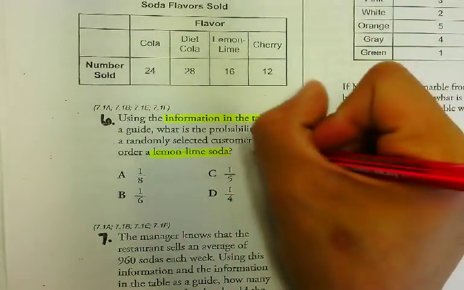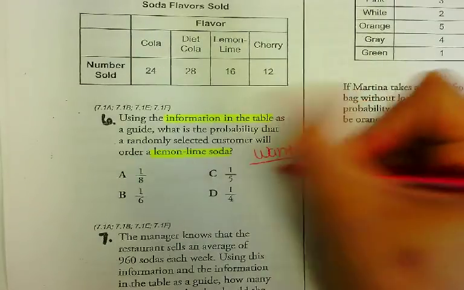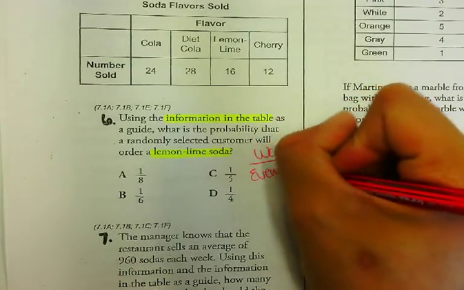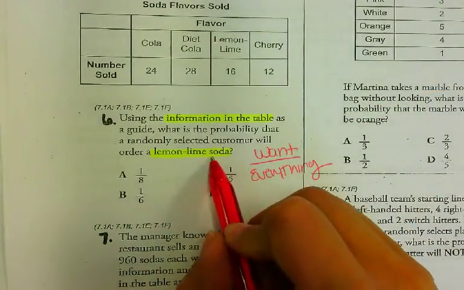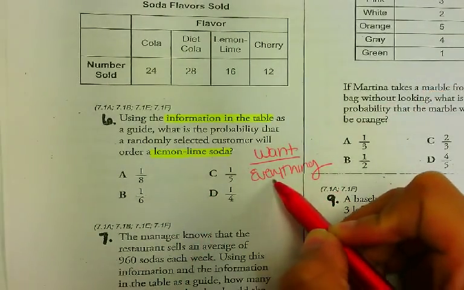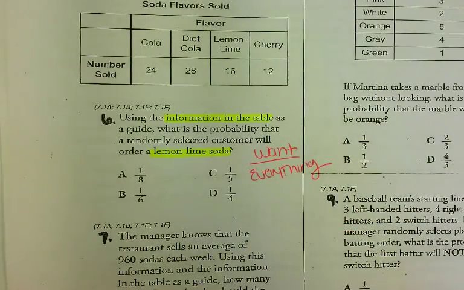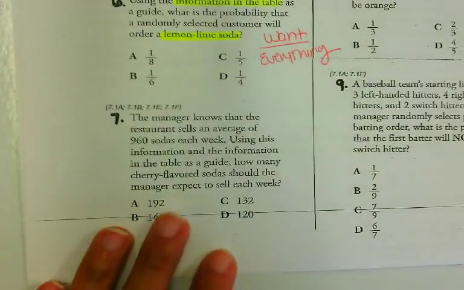Remember, probability is what you want over everything, or total. So, how many lemon lime sodas are there? And then how much is everything? Then make that into a probability and go ahead and solve. Okay? I am going to do number 7 though.